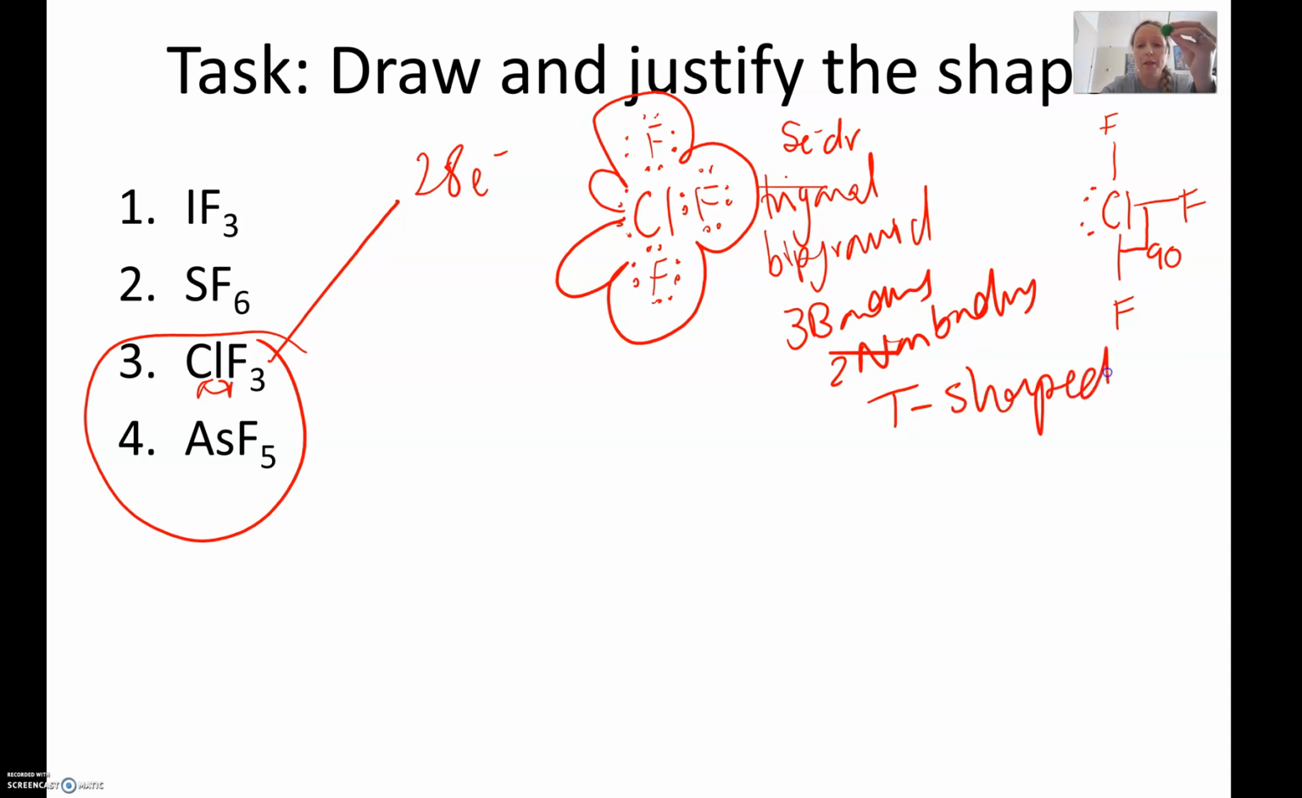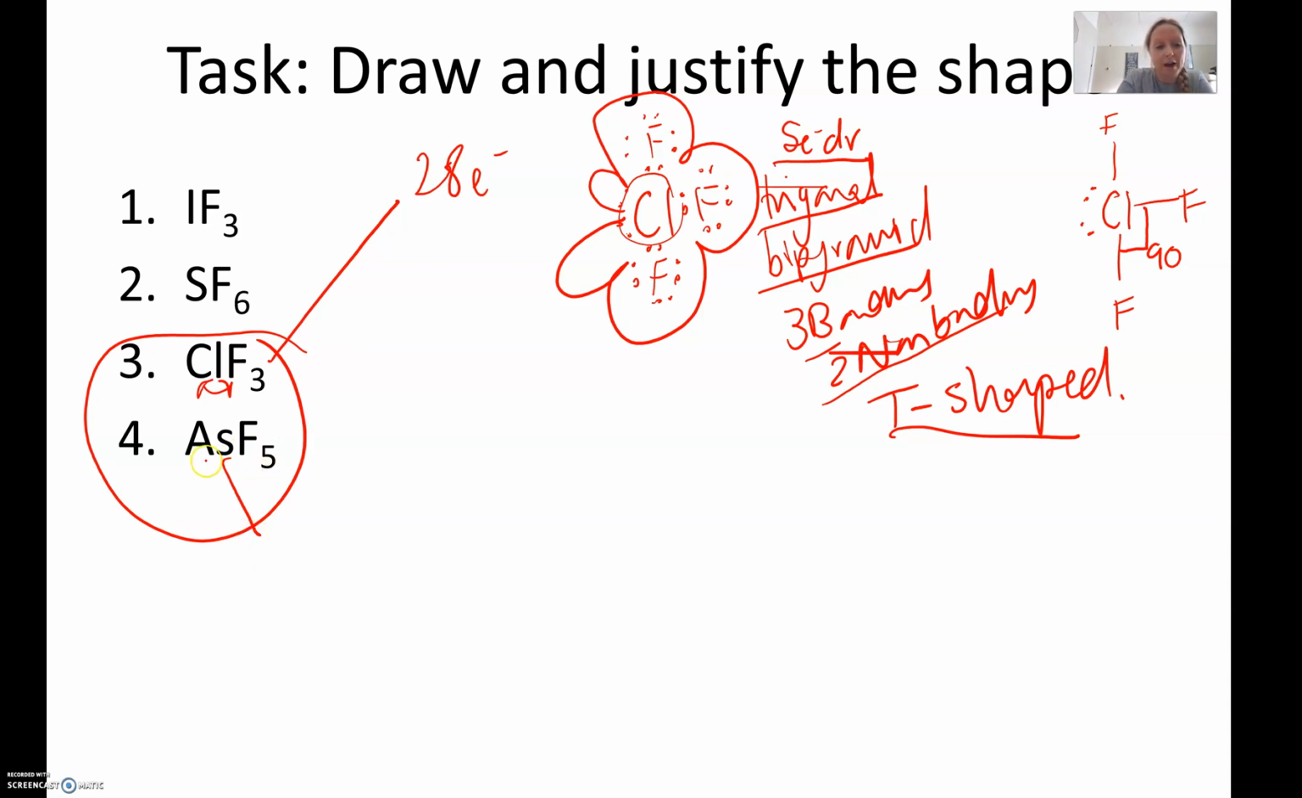So now I'm going to verbally go through how you would justify this shape, and I've actually typed up the answer on the next slide, so you can have a look at that in detail should you need to. We start by saying that there are 5 electron density regions around the central Cl atom. These all repel as far as possible to create the parent geometry of trigonal bipyramid. There are 3 bonding and 2 non-bonding pairs of electrons, and therefore the shape is T-shaped. Hopefully that makes sense. So now we're going to do this one.